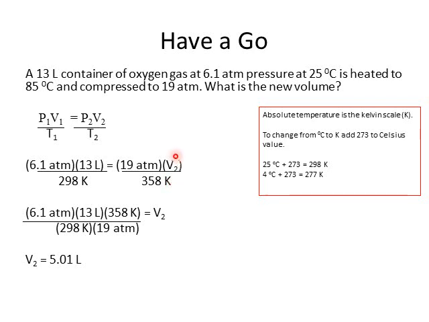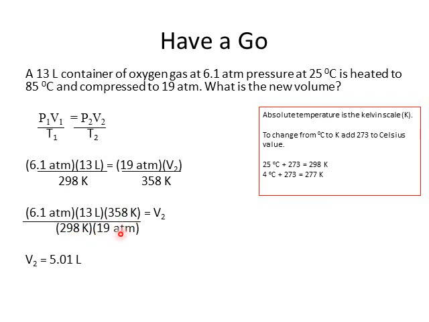I now need to transpose this equation so that I have my knowns on one side and my unknowns on the other side. So I want to transpose it with respect to V2. When I do that, my 358 becomes multiplied by the 6.1 atmospheres and the 13 litres, and the 19 atmospheres becomes divided by, as you can see here. If you plug all these values into your calculator, 6.1 times 13 times 358, all divided by 298 and 19 atmospheres. Look at your units of measure.